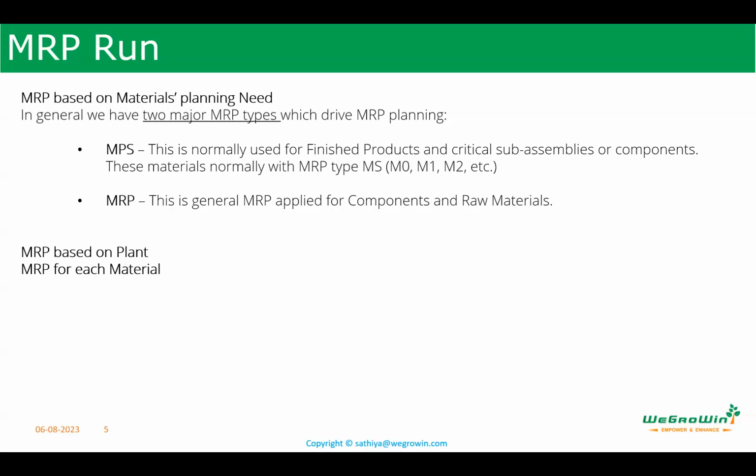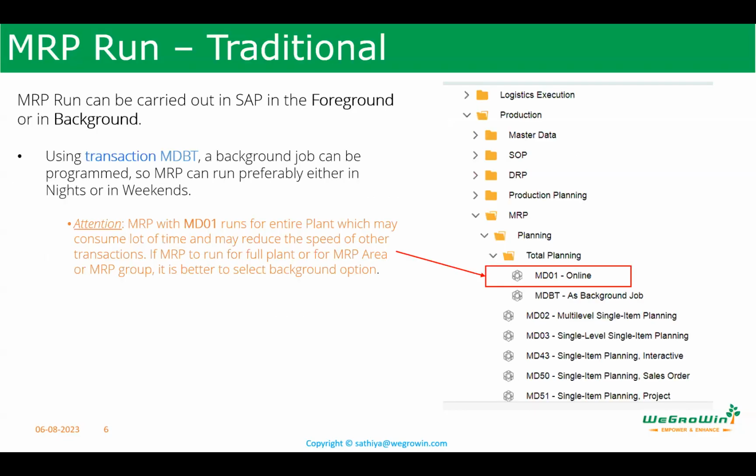Other thing is MRP can run for the entire plant. For the whole plant, we can run MRP, or we can run MRP for an individual material also, depending on the need. And then MRP can run on the product group. There's one big product, a small product, like that. That is used in sales and operations planning. So this is the traditional MRP, which was used in ECC, not in S4HANA.